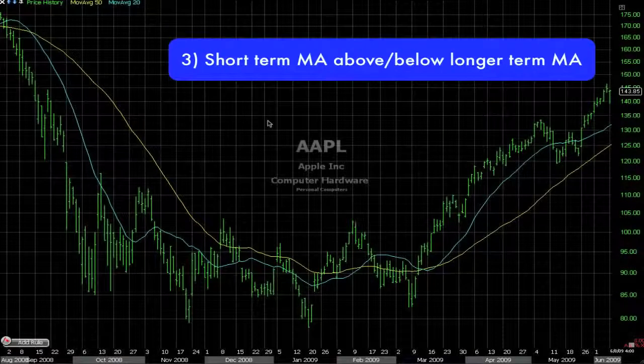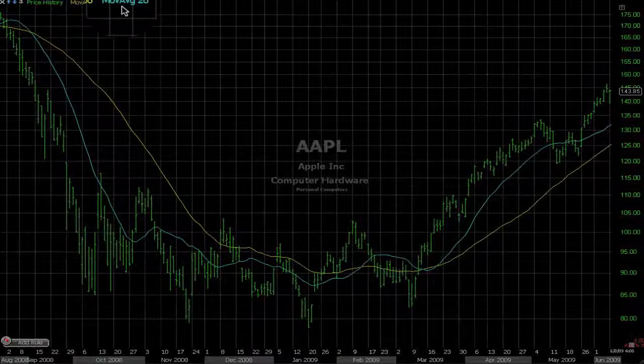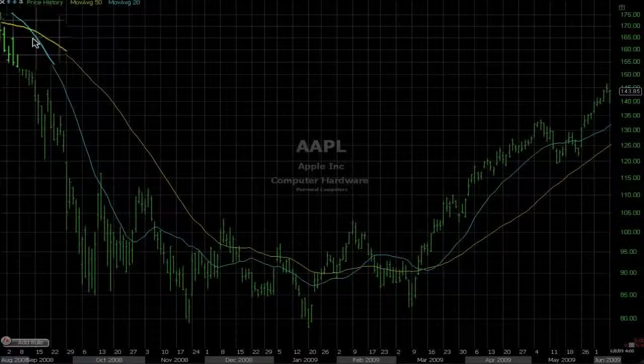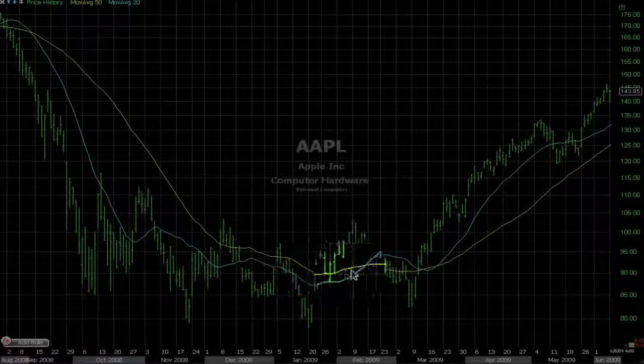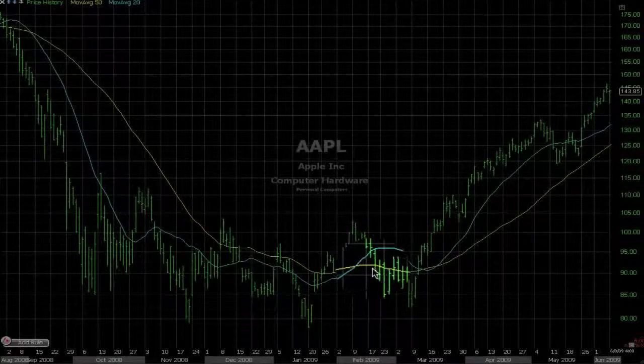You can use two MAs to help you determine the trend, a short and a long. You say, for example, that when the short one, in this case a 20 moving average, is underneath the long one, which is a 50, the trend is down. So in this case the trend is down all the way until this point. Then you can consider the trend to be up.